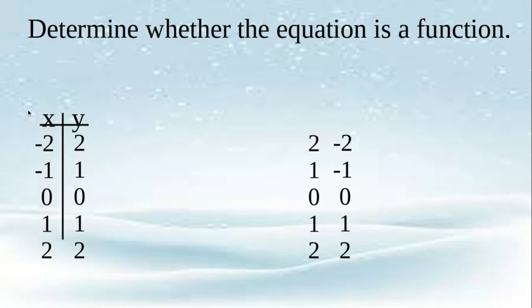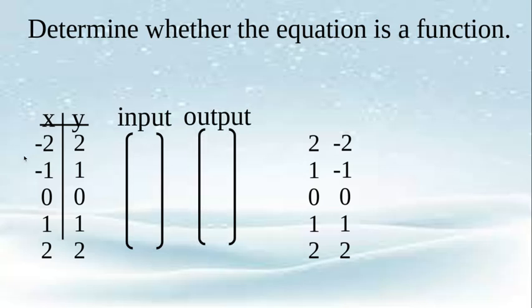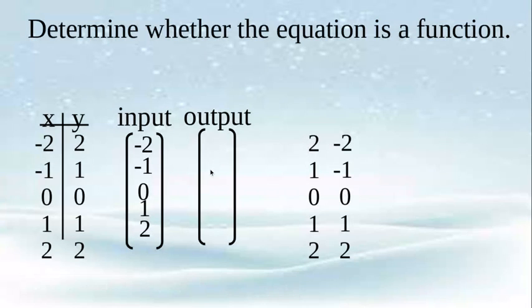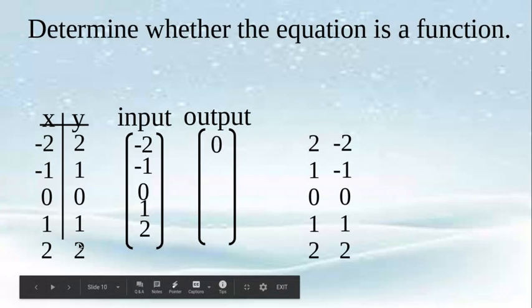All right. So let's look at some more. Let me pull this up here. So we got that table. Input, output. So what's the domain? -2, -1, 0, 1, and 2. So -2, -1, 0, 1, and 2. What's the output? We have 0. So we have 2, 1, 0, 1, and 2. So the output is the range.